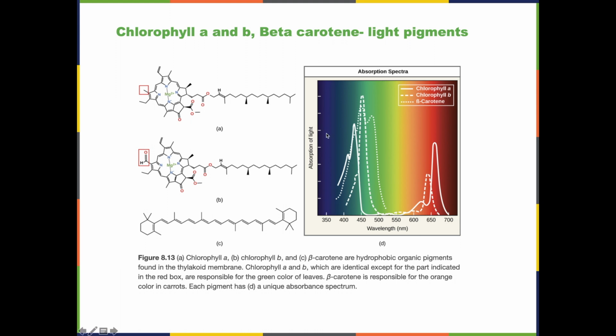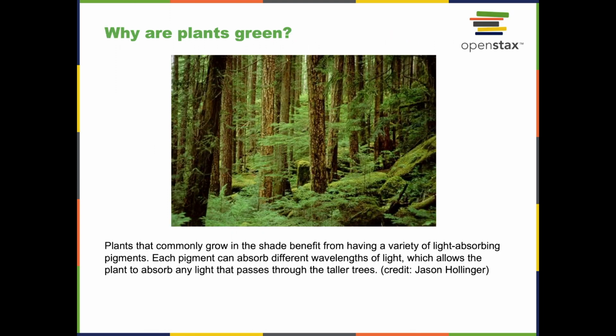So that is how these chlorophyll molecules allow plants to capture the energy of light. And that's the reason plants are green, because these molecules, chlorophyll A and B, do not absorb the green part of the spectrum, but they absorb the two ends of the spectrum. And that's why plants are green.